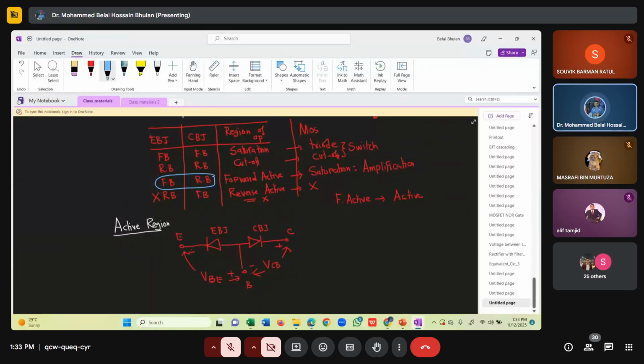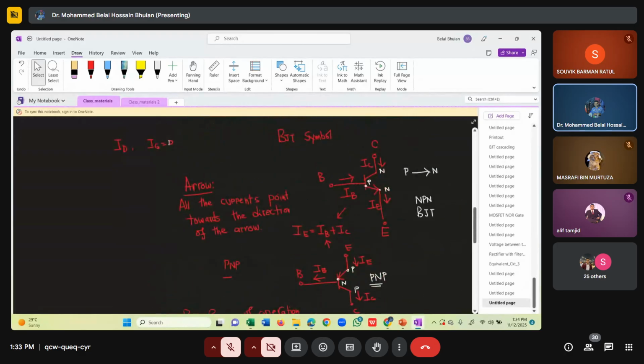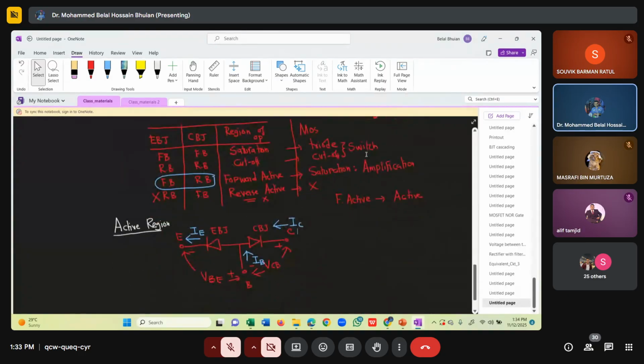So if this is the case, a current should be flowing. We already know that for an NPN BJT, the emitter current is leaving the terminal, the base current is entering the terminal, and also the collector current is entering the terminal. You see, emitter current leaving, base current entering, collector current entering. Okay.